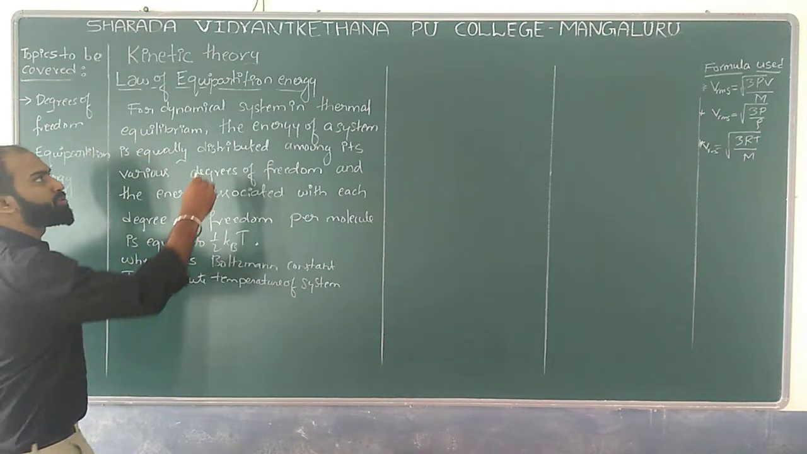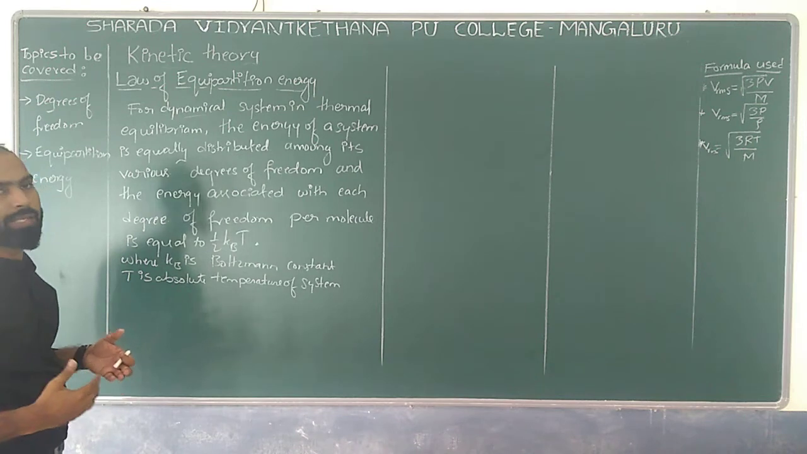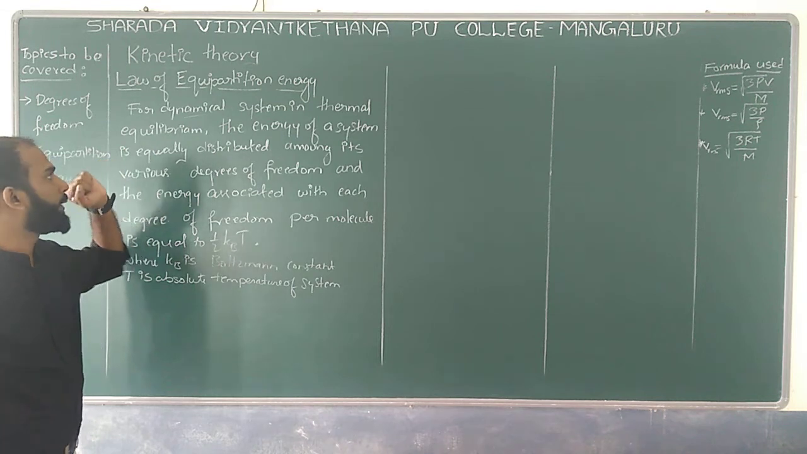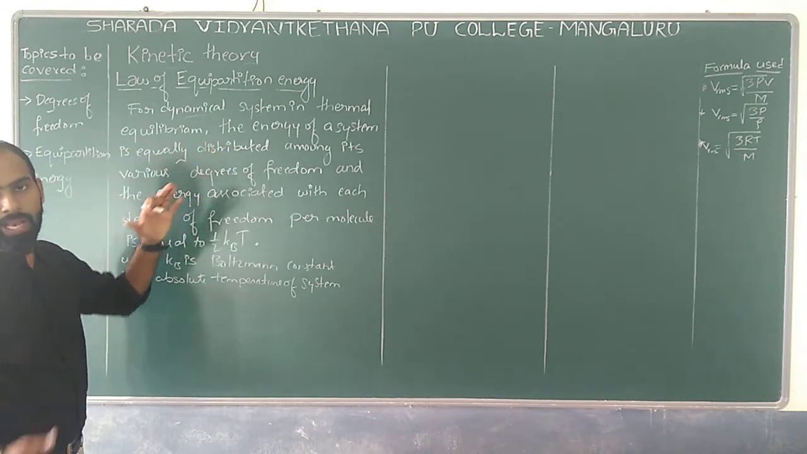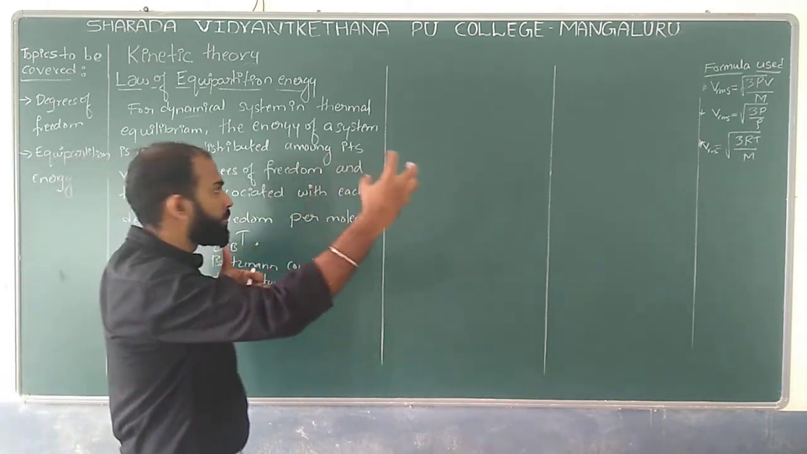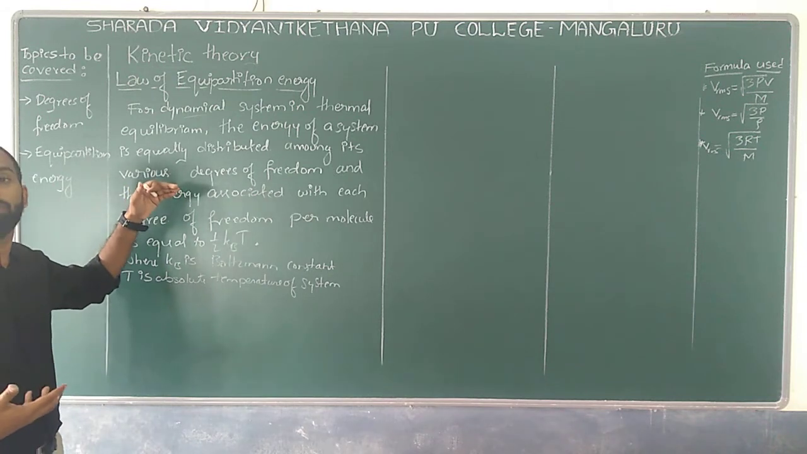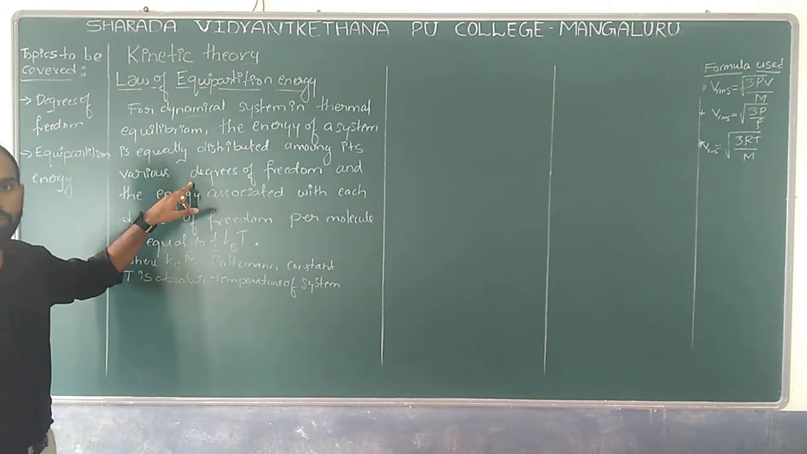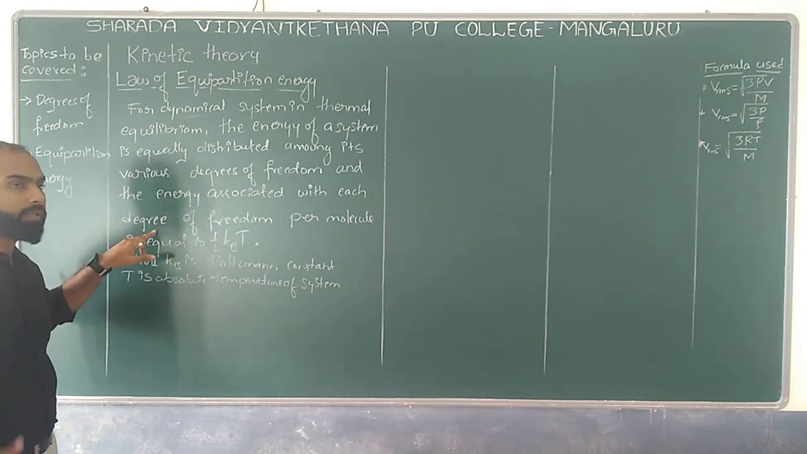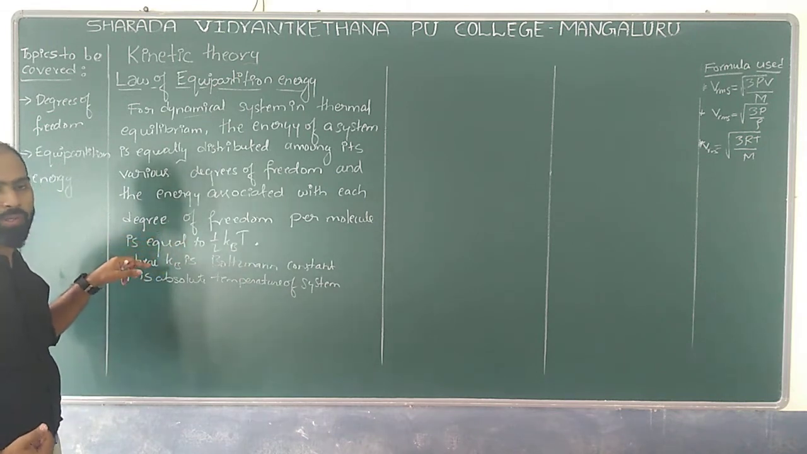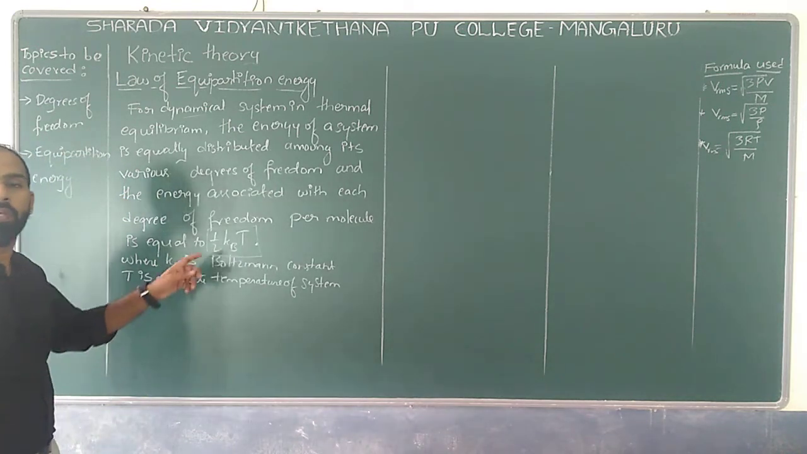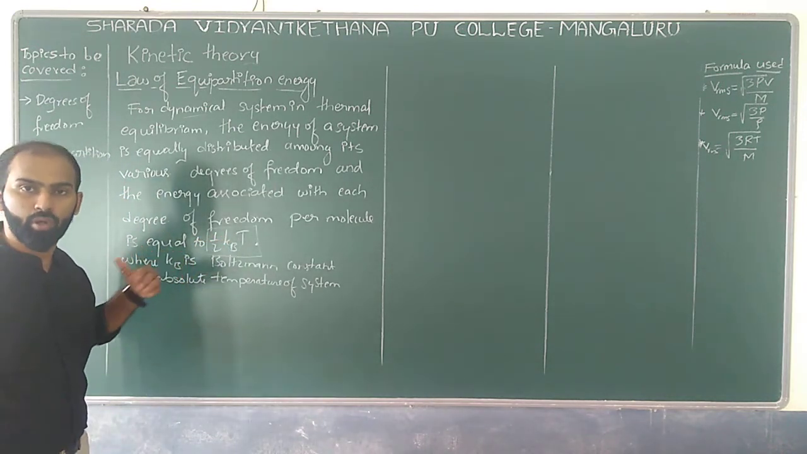What do you mean by dynamical system? The system which is in motion. So for a dynamical system in thermal equilibrium, the total energy of the system is equally distributed among its various degrees of freedom, and the energy associated with each degree of freedom per molecule is equal to half kBT, where kB is the Boltzmann constant and T is the absolute temperature.